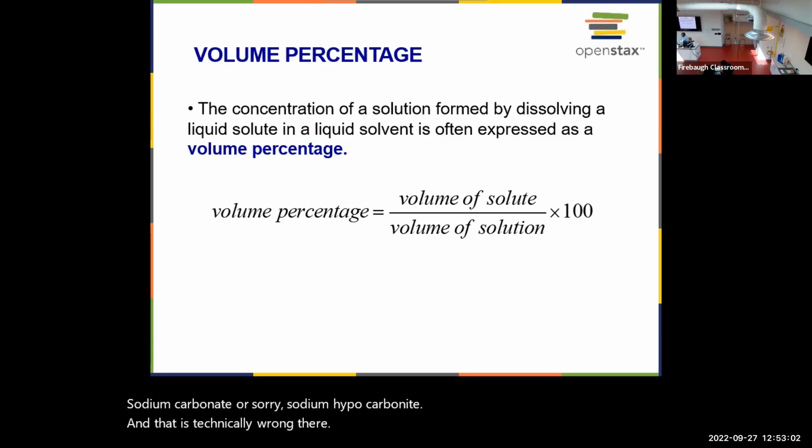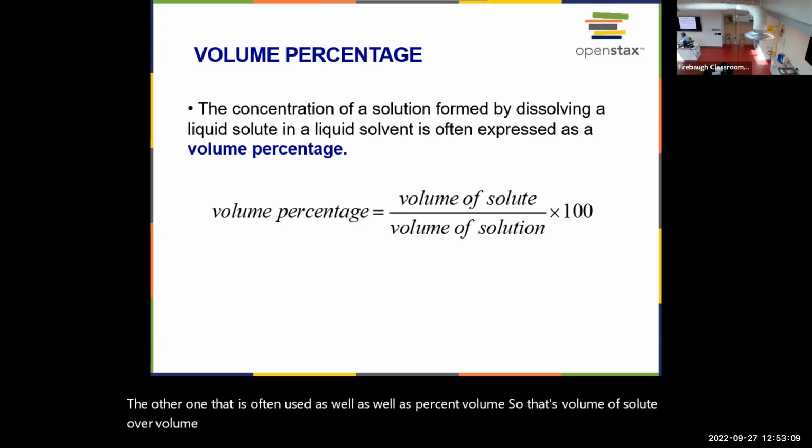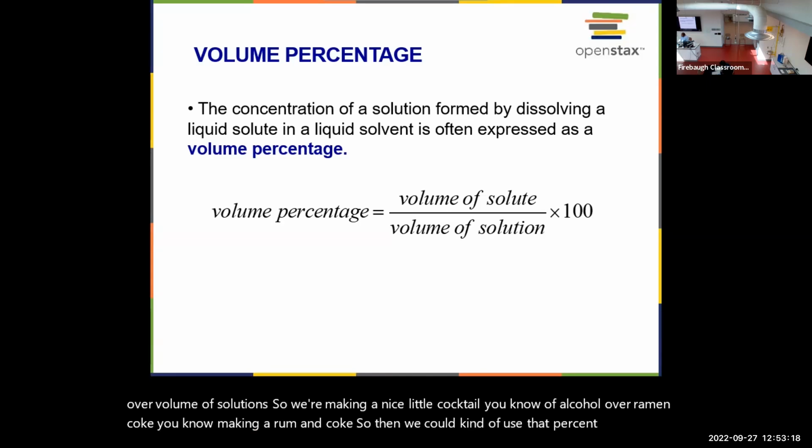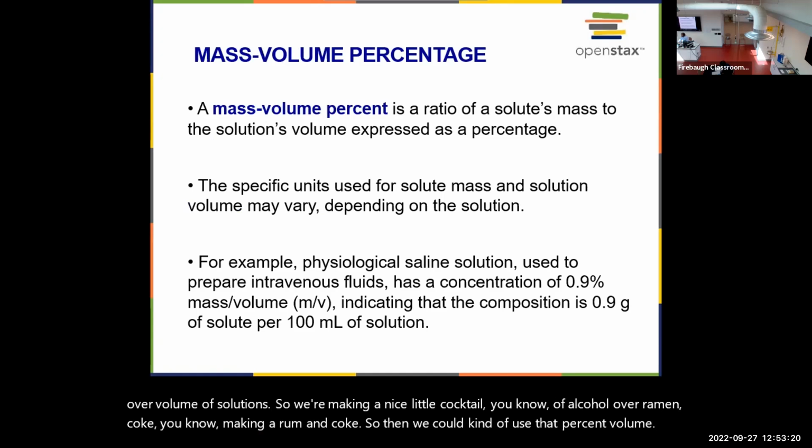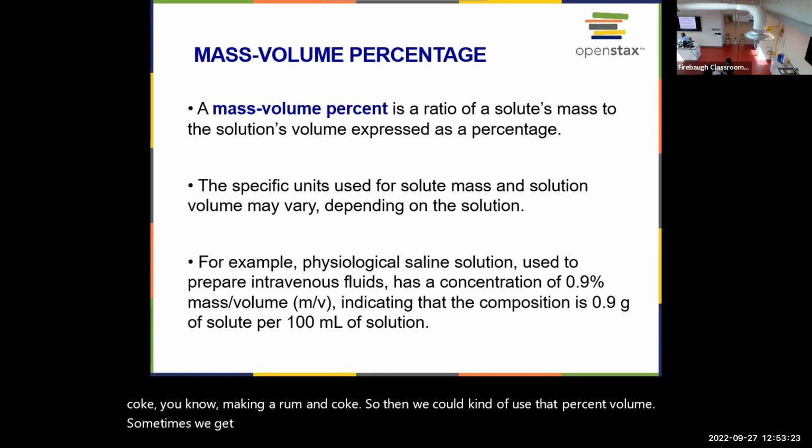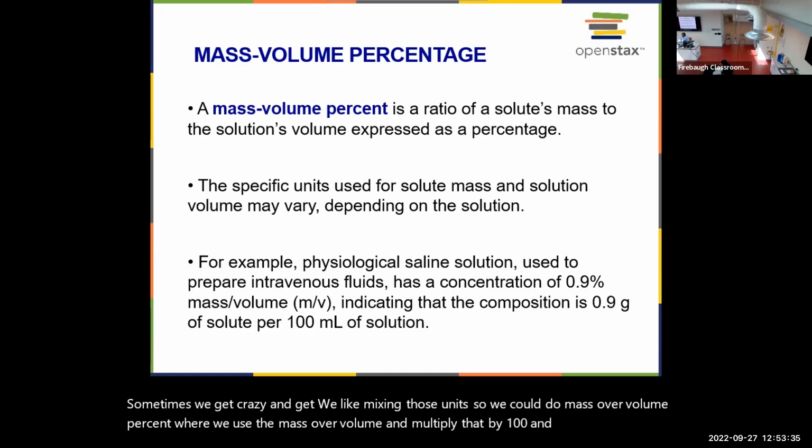The other one that is often used as well is percent volume. So that's volume of solute over volume of solution. So we're making alcohol. Sometimes we get crazy like this. So we can do mass over volume, where we use the mass over volume.